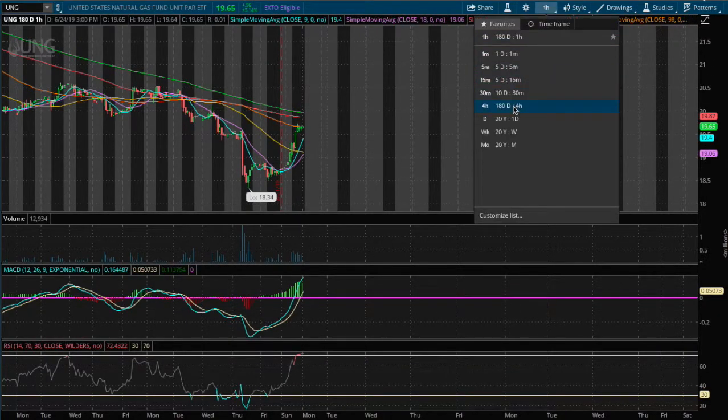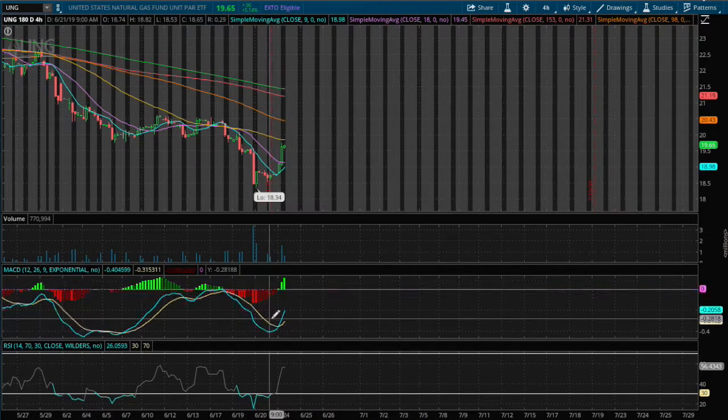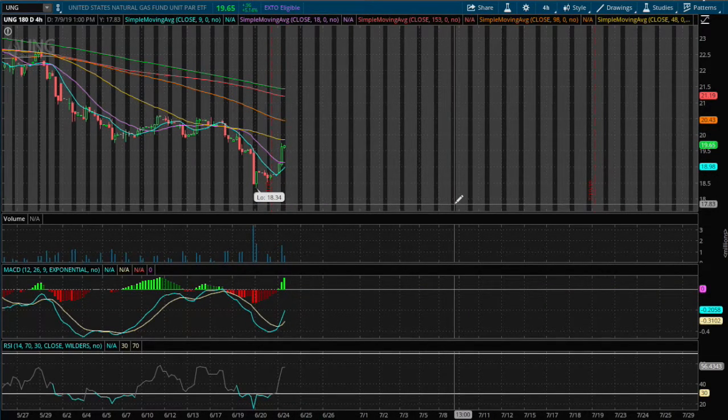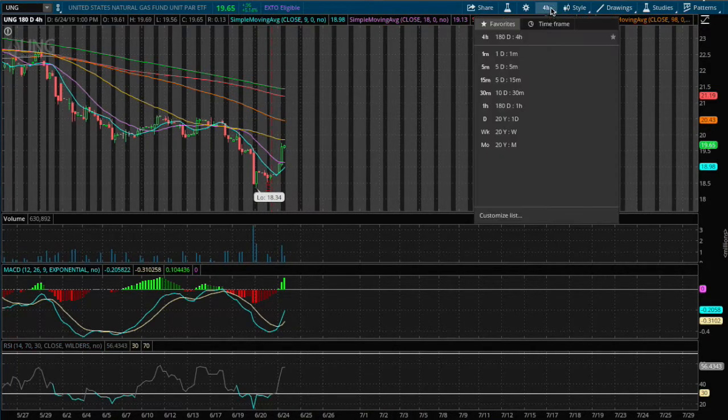On the 4 hour chart we do see the 4 hour MACD is starting to converge, and I do see a possible resistance that's starting to get near. I would say the 50 moving average on the 4 hour chart will be immediate resistance.